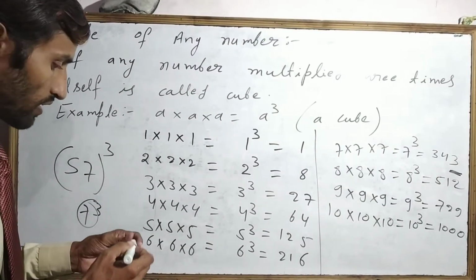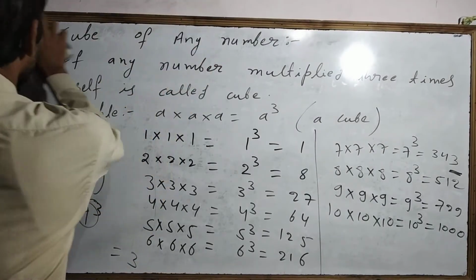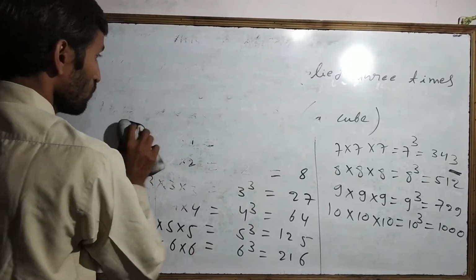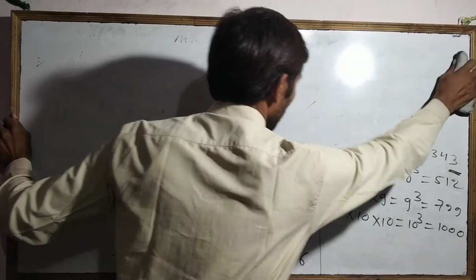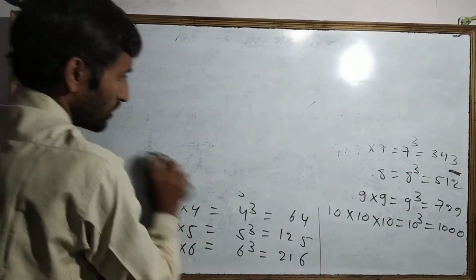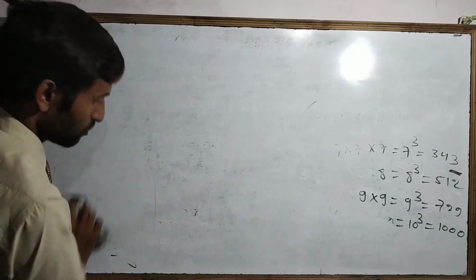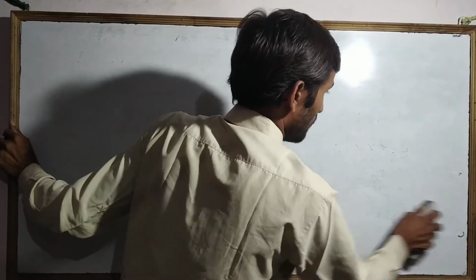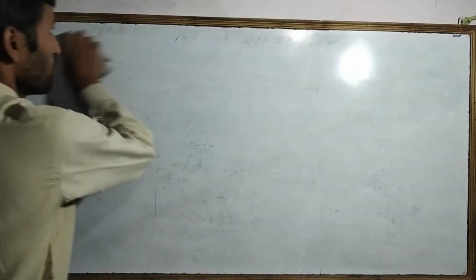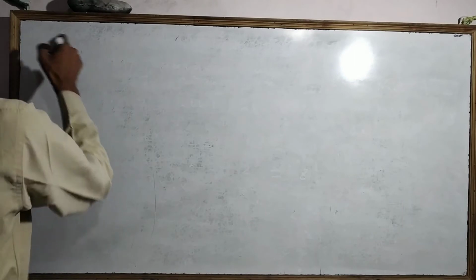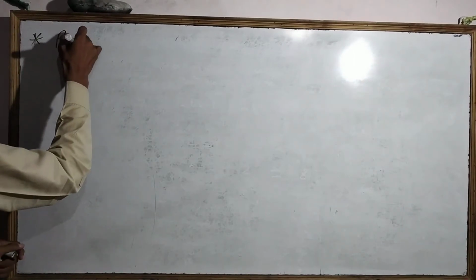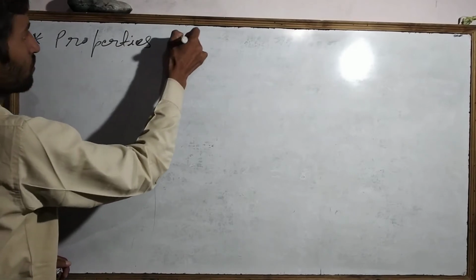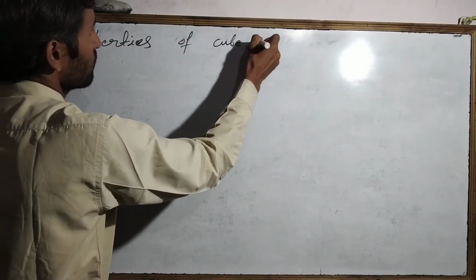Okay. Next, our topic is properties of cube. Properties of cube of any number. We have already learned similar properties, and these are also the same. We have two properties. So just write down here: properties of cube number.